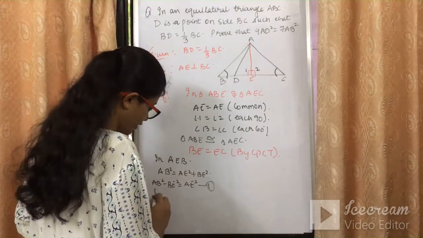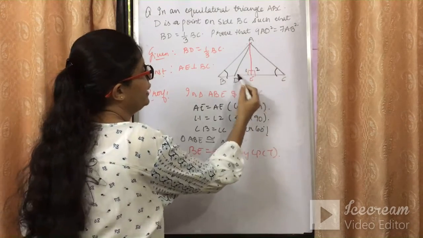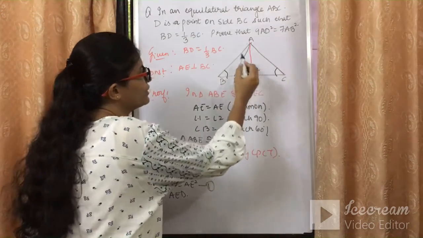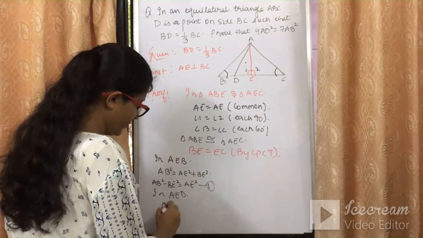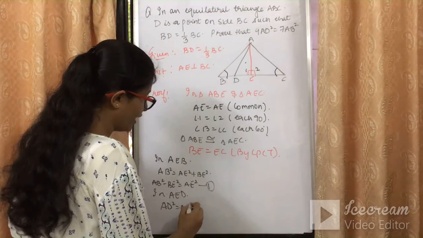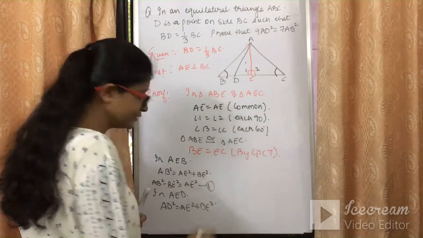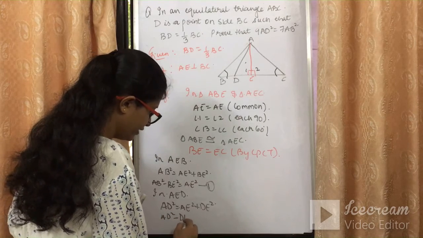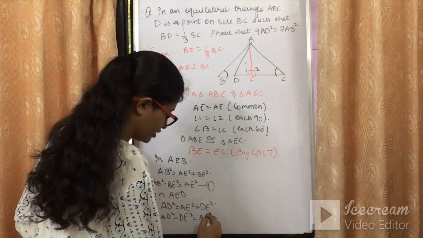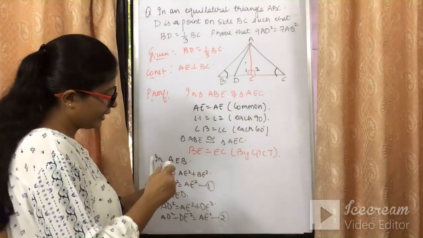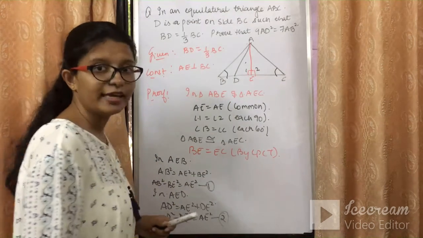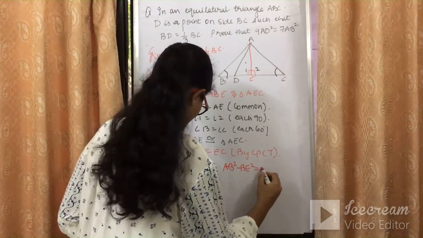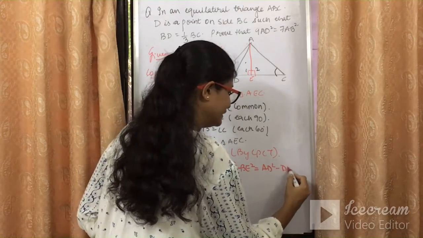Now similarly, in triangle AED भी एक right angle triangle है. Again I can apply Pythagoras in this triangle. So the result will be AD square is equal to AE square plus DE square. Isn't it? Again here I don't want AE. I will take AD square minus DE square is equal to AE square. So this is my equation number 2. Can I equate equation 1 and 2 since both the equations are equal to AE square? So AB square minus BE square is equal to AD square minus DE square.